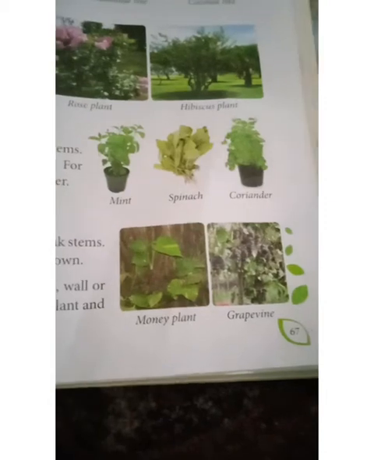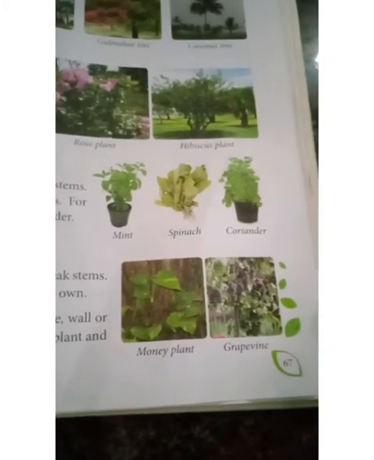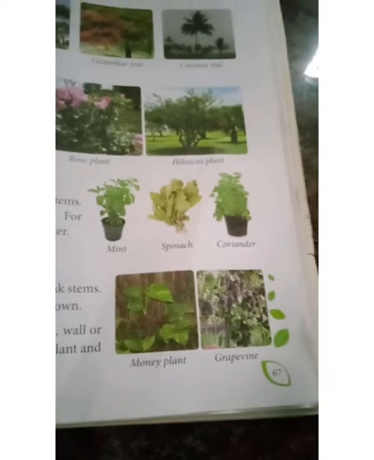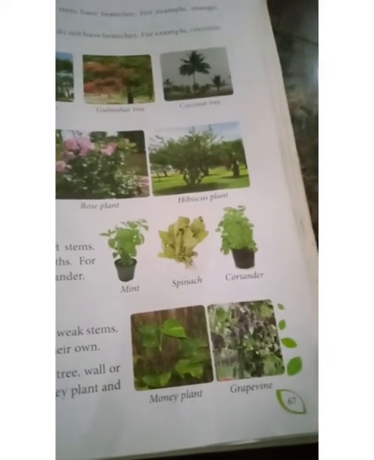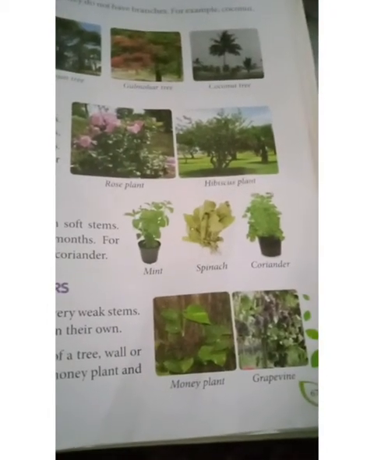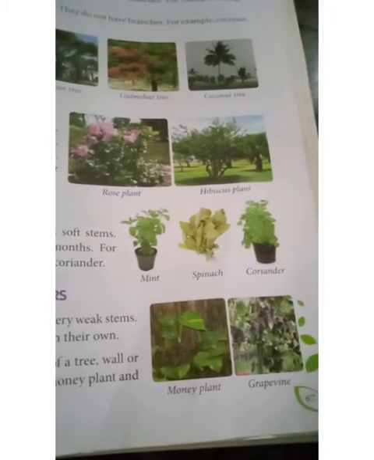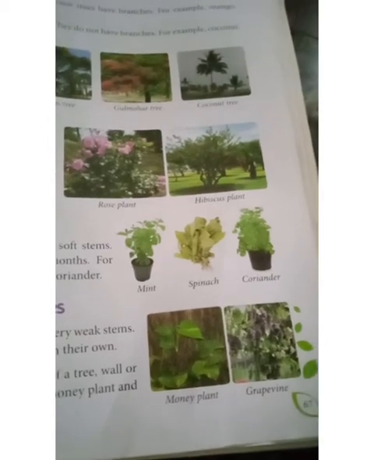Then some plants grow upwards using other plants, sticks and walls for support. They are called climbers. For example, grapevine and money plant.